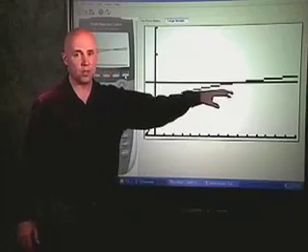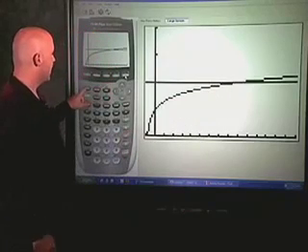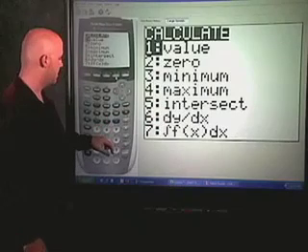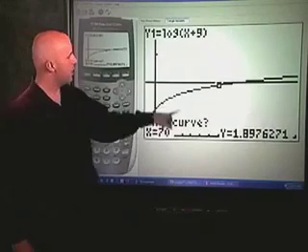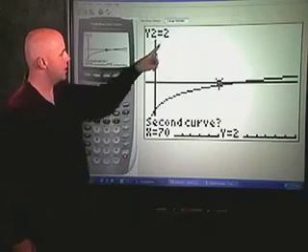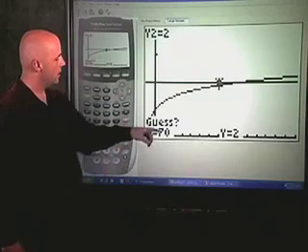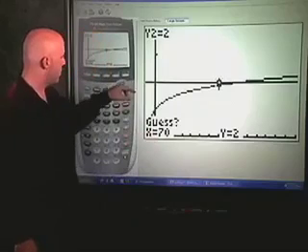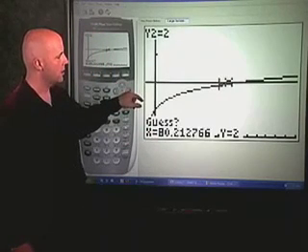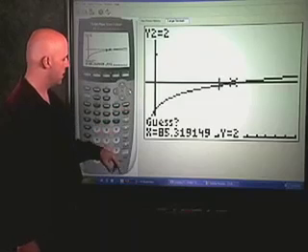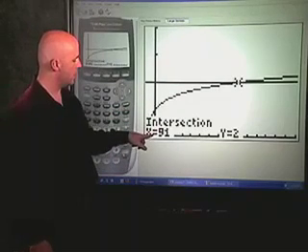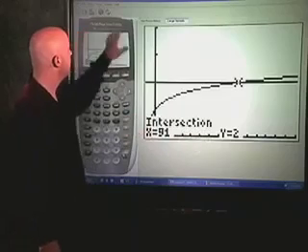We need that x coordinate there. So we're going to find the intersection point using our calc menu. Pick option 5 for intersect. First curve, we're on y1, so we just hit enter. Second curve, we're on y2, hit enter again. And for our guess, we'll scroll a little bit to the right, get a little bit closer to the point where the graphs cross. And we'll hit enter. And we see our intersection point is at the point 91, 2.